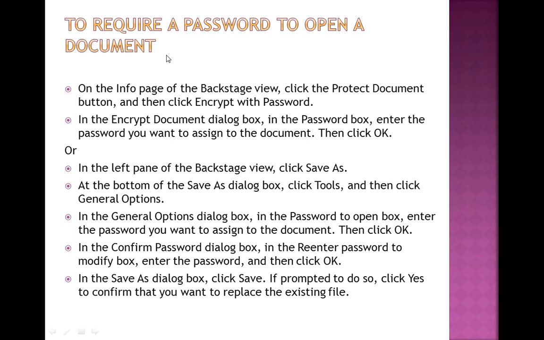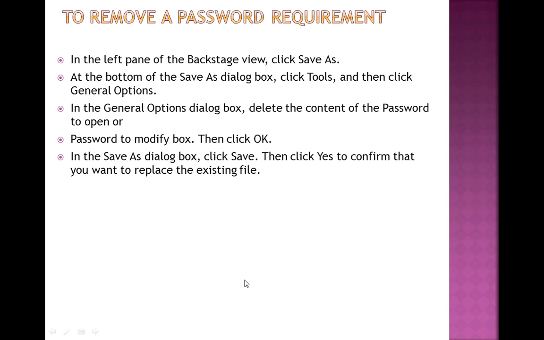To require a password to open a document, go to the Info page of the Backstage view, click Protect Document and then click Encrypt with Password, which I will show with the help of an example. In the General Options dialog box, in the Password to open box, enter the password you want to assign to the document, then click OK. In Confirm Password, re-enter the password and then save as or save the document.